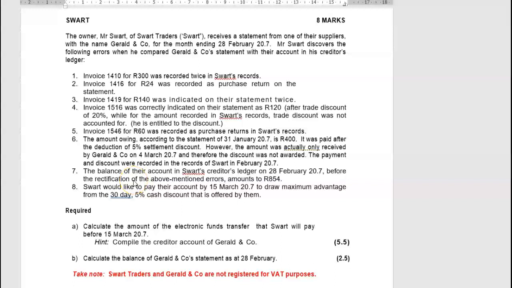Let's do another example of a creditor's reconciliation. The owner, Mr. Swart of Swart Traders, receives a statement from one of their suppliers with the name Gerald and Company for the month ending 28 February 27.